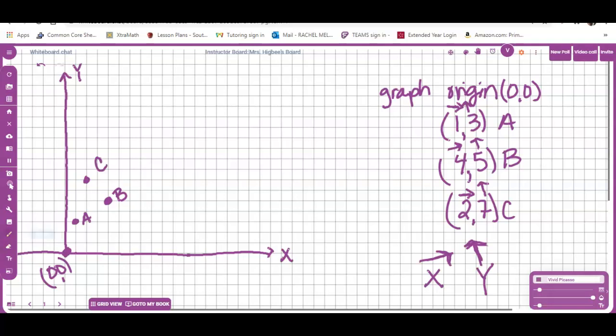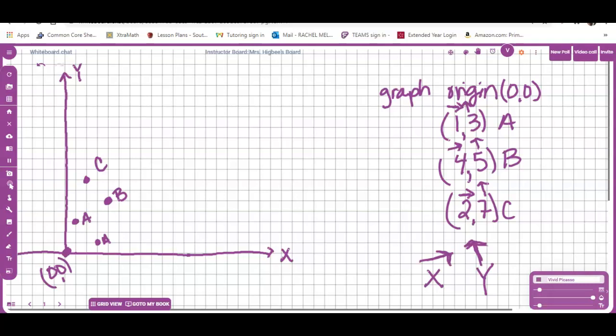Okay, now I'm going to show you why that is so important. If I can figure out how to change my color on here. I'm still working with this one. I don't think I can change my color. Okay, well, that's all right. So if I am doing it the wrong way, okay, instead of going over 1 and up 3 for A, if I went up 1 and over 3 for A, here I am.